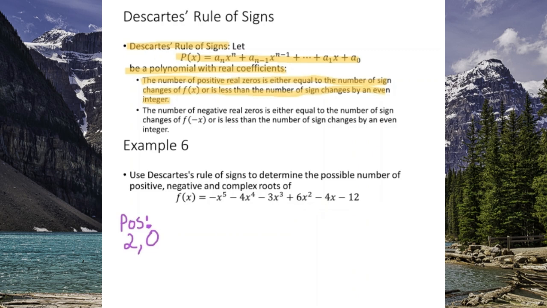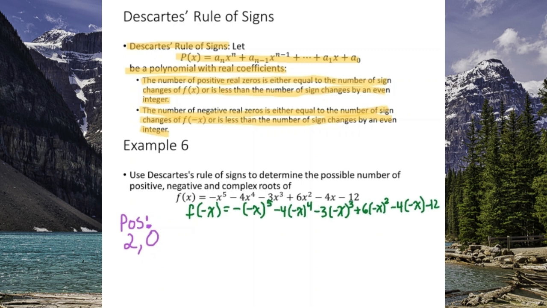The second part of the rule helps us determine the number of negative zeros. The number of negative real zeros is equal to the number of sign changes of f of negative x, or less than the number of sign changes by an even integer. So to try to figure out the number of negative zeros, we'll find f of negative x, which means everywhere we see x in our original polynomial, we'll replace it with negative x. Negative x to an odd power would be negative x to that odd power, while negative x to an even power would just be x to that power.